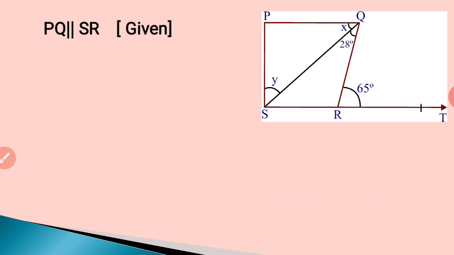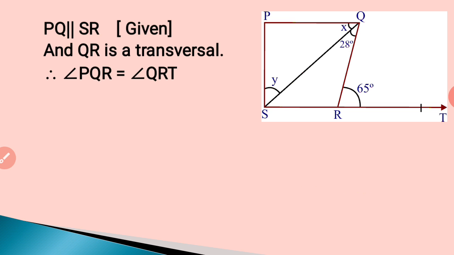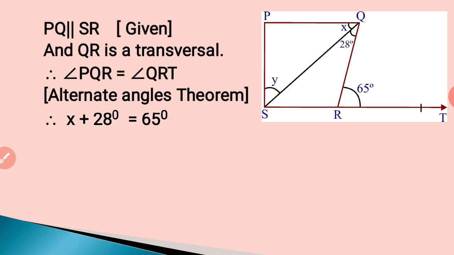So here we start with the solution. The lines are parallel and we have considered QR as the transversal. So PQR and QRT are equal, and hence we can equate the values, that is X plus 28 equal to 65, which helps us to get the value of X, that is 37. Now we have to focus on Y.